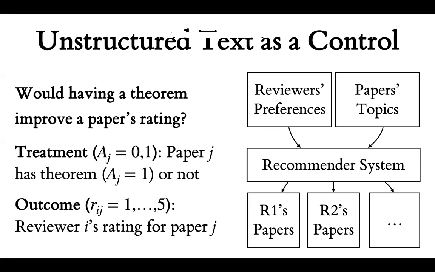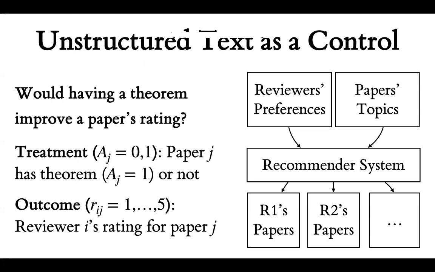In this case, for every paper J, my treatment is binary. It's whether the paper has a theorem or not. And the outcome, for every reviewer I and paper J, is going to be the rating of the review. So it's a number between 1 and 5.